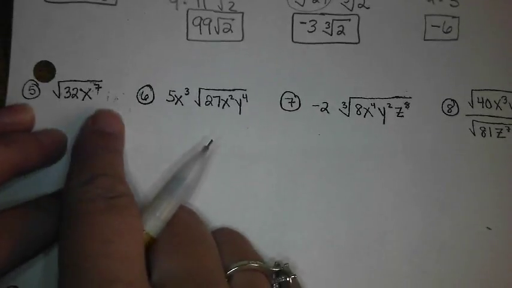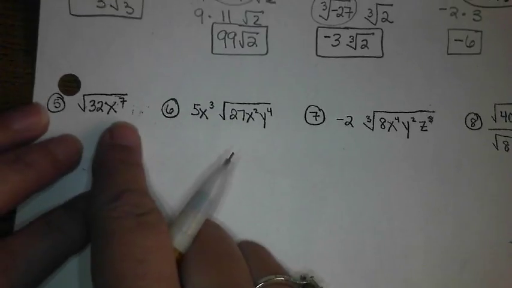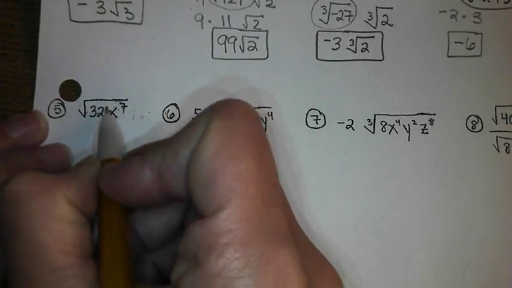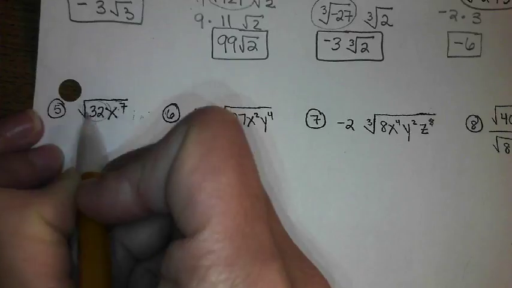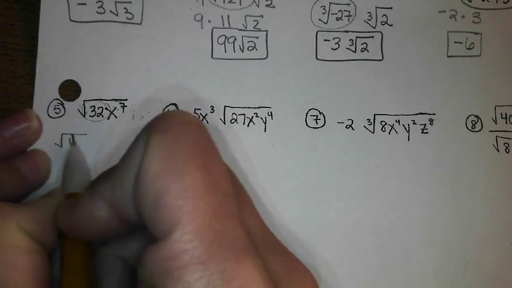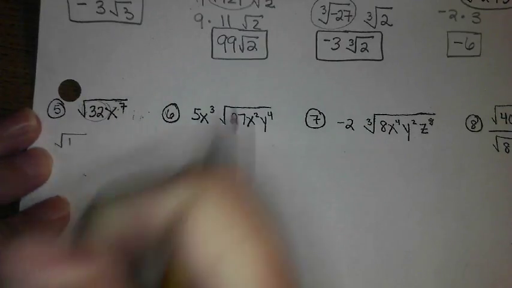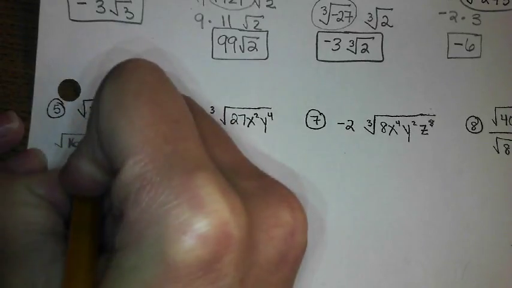Now, same idea, we just get into having variables involved. So when you're taking the square root of 32, we're going to do the same thing. We're going to split that up into root 16, because I know 16 is the biggest perfect square that goes into it, root 2.